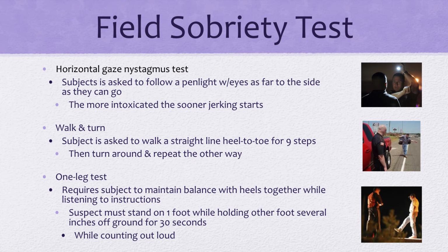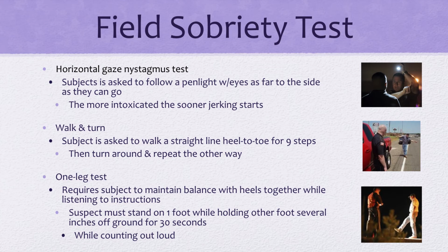The walk and turn test, along with the one leg test, are testing divided attention, basically. They're testing the subject's ability to comprehend and execute two or more simple tasks at one time. Intoxication impairs that ability. In the walk and turn test, the subject is asked to walk a straight line, heel to toe, for 9 steps, then turn around and repeat the process the other way. Typically it is followed by the one leg test, which requires the subject to maintain balance with their heels together while listening to what they need to do.